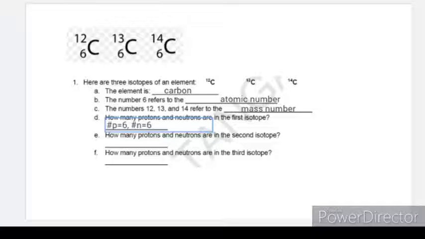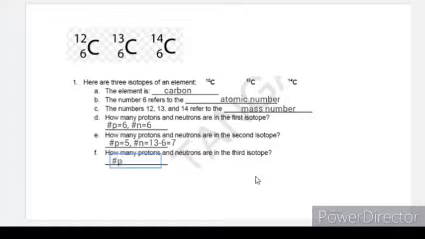For question number 2, how many protons and neutrons are in the second isotope? So the second isotope, we have 6 as the atomic number and 13 as the mass number. So again, the number of protons will be equal to the atomic number, and that is equal to 6. While the number of neutrons will be equal to the mass number minus the protons, that's 13 minus 6, which is equal to 7. So that's how we're going to answer this letter E.